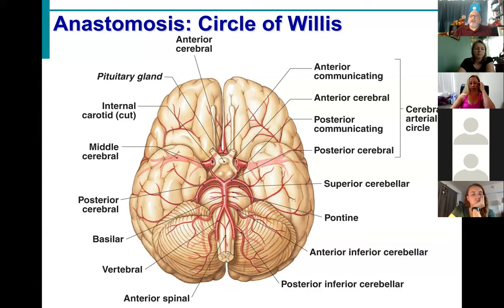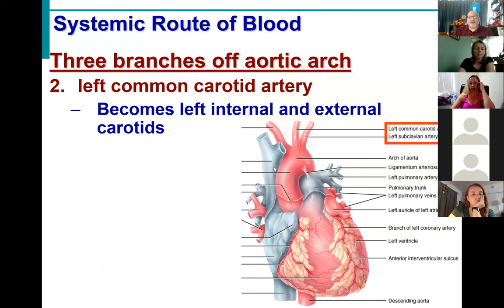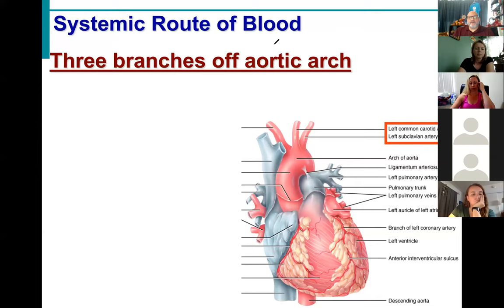Excellent. All right, so we left off last time and we had just finished talking about this large anastomosis, the circle of Willis in our brain region. And we had talked about the blood flow to that area. We also talked about those three branches that come off of the aortic arch, the brachiocephalic, which branches to form the right common carotid and the right subclavian. And as we talked about, from that point, the right and the left are identical on their sides.